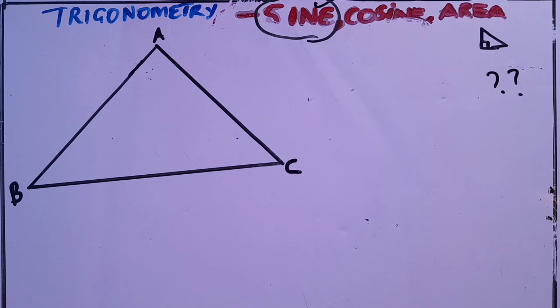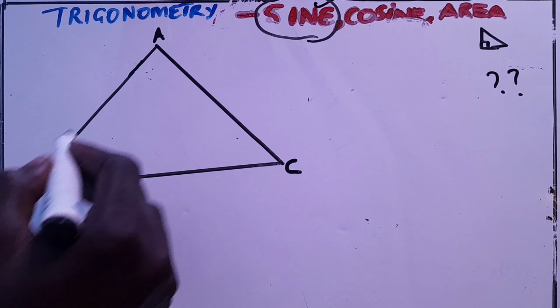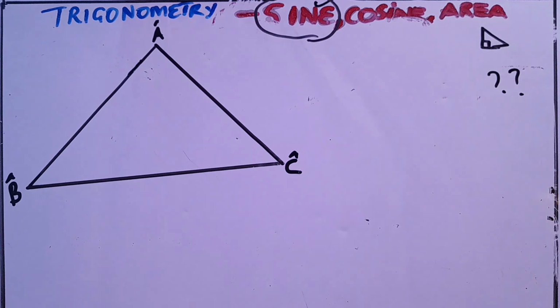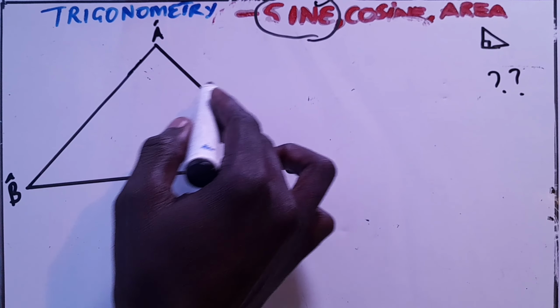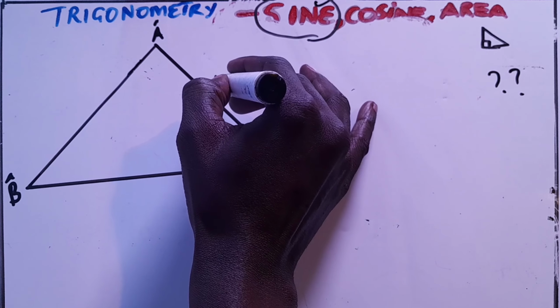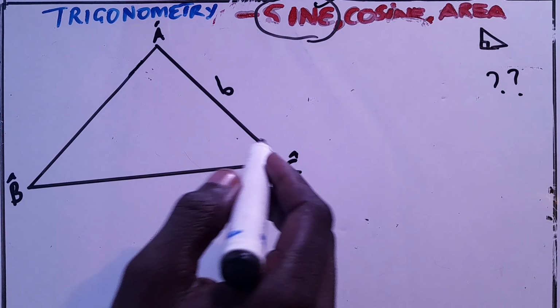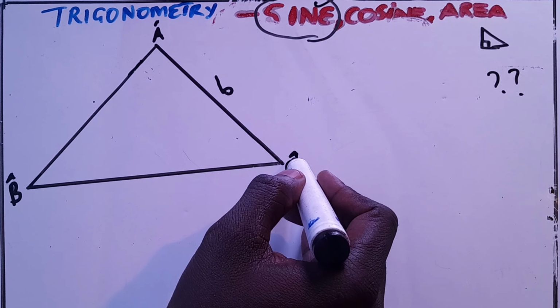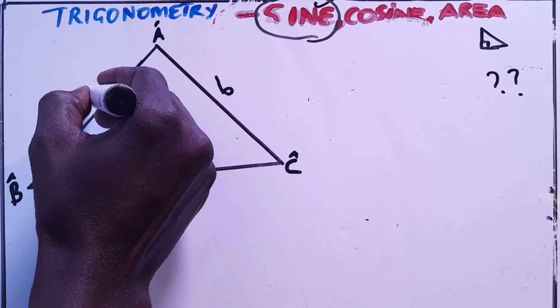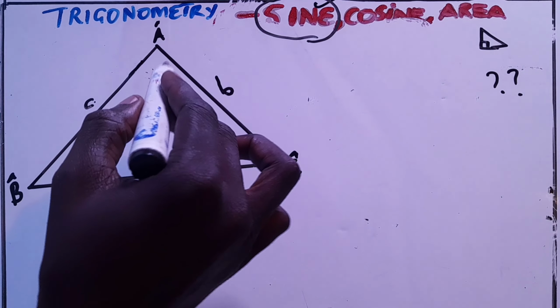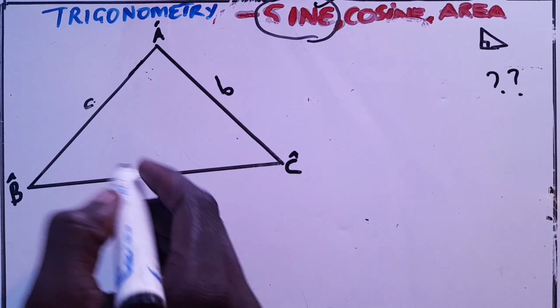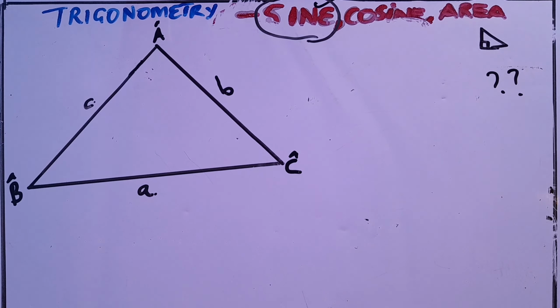Then after proving the sine rule, I can help you how to use it, right? Okay, so when we're trying to prove the sine rule, we can have our triangle like that. This is angle B, this is angle A, and this is angle C. The side opposite to angle B, let's call it side B. The side opposite to this angle, let's call it side C. And the side opposite to this angle, let's call it side A.